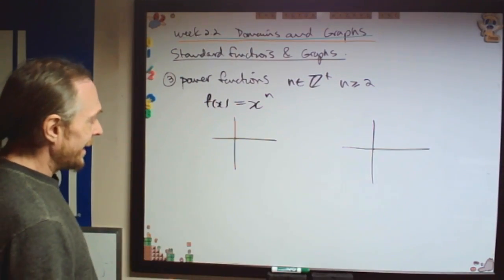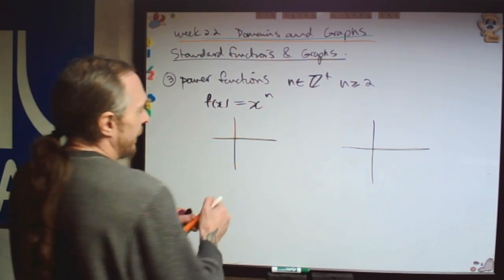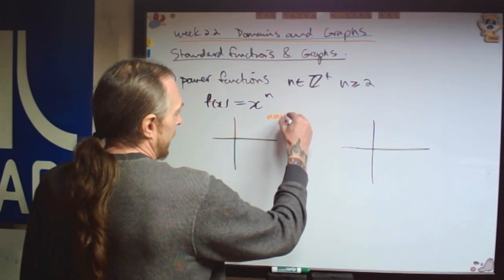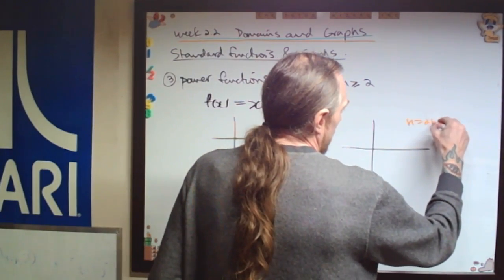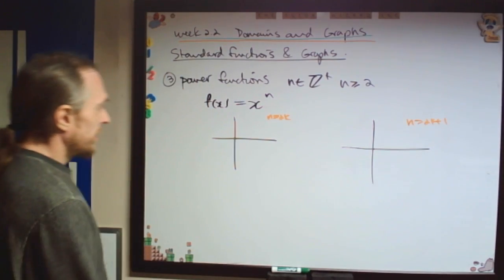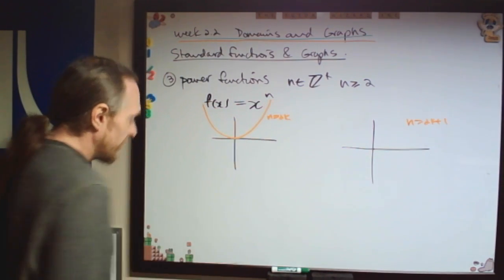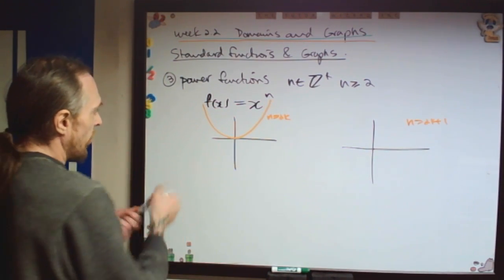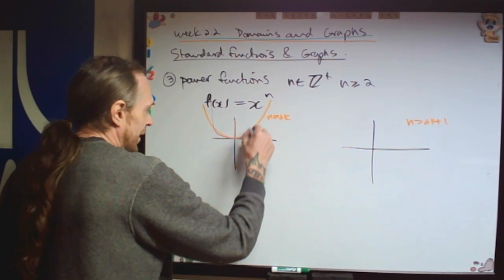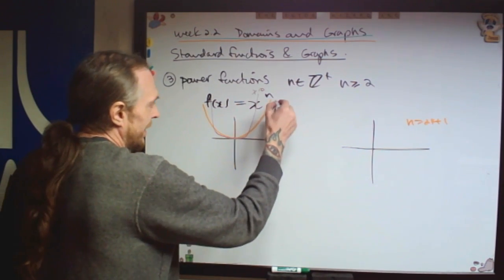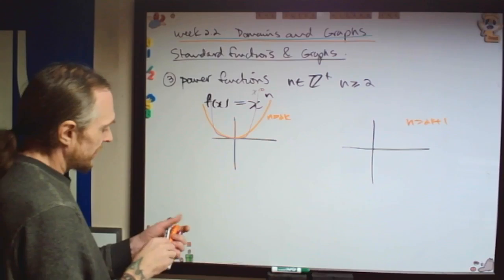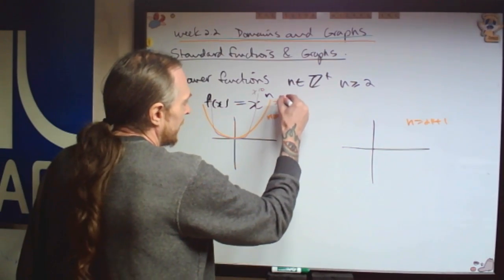What will those look like? If n is even, it's going to look like the parabola like we just did. It'll get more square as the powers get higher and higher. So x to the 10, say, and this one is x squared, like we just did.